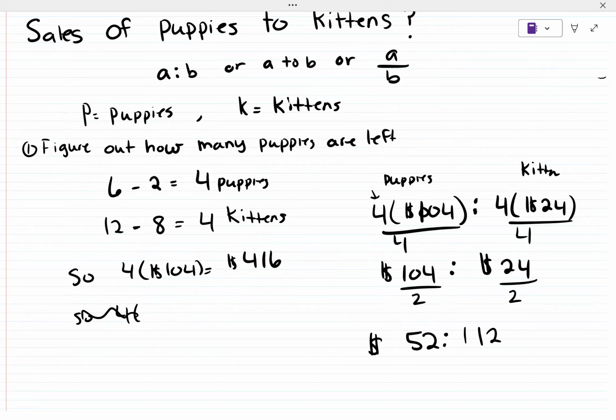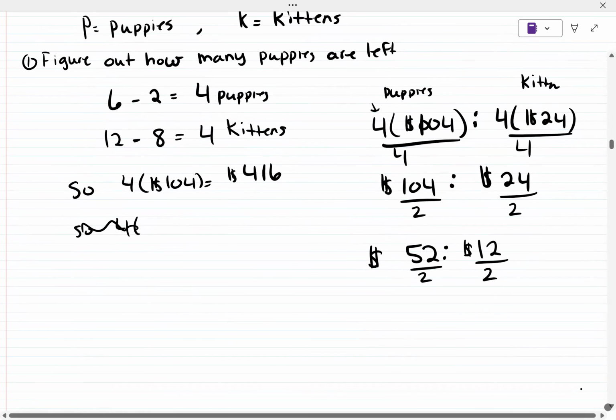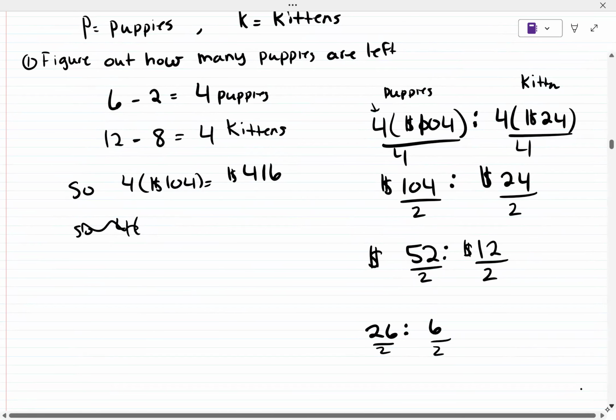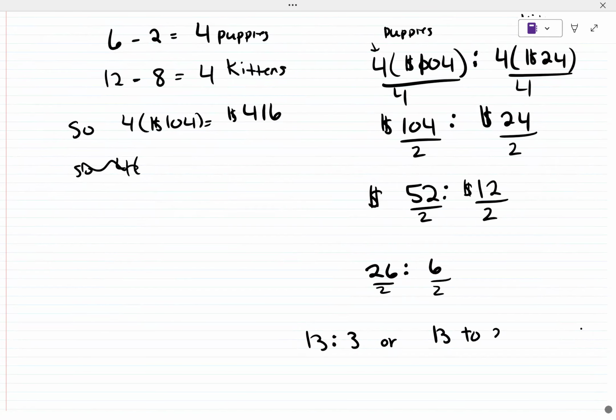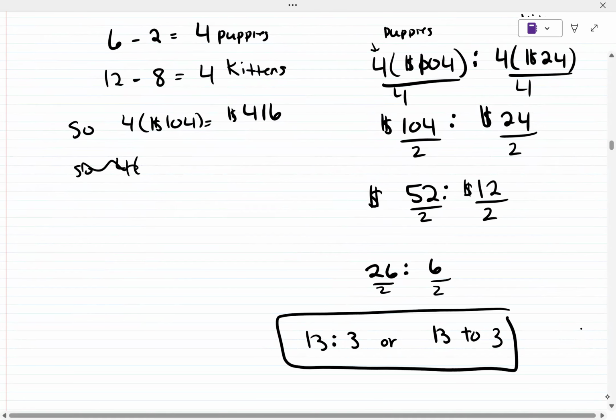And can we leave it like this? No, we can divide this by 2 as well. So 52 divided by 2 is 26, colon, 12 divided by 2 is 6. Can we leave it like this? No, we can divide it again by 2. So that's going to give me 13 colon 3, or you could say 13 to 3. Either answer works. Okay, let's move on to the next question.